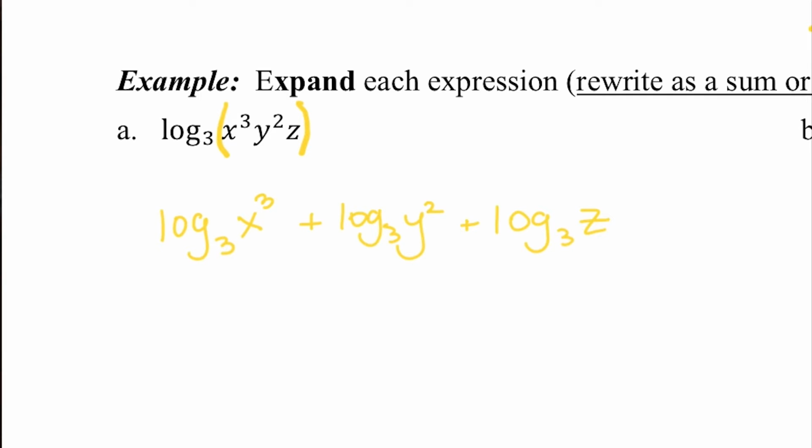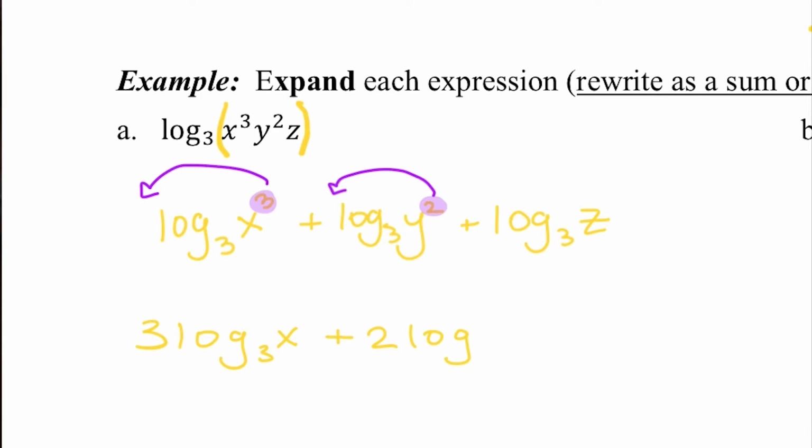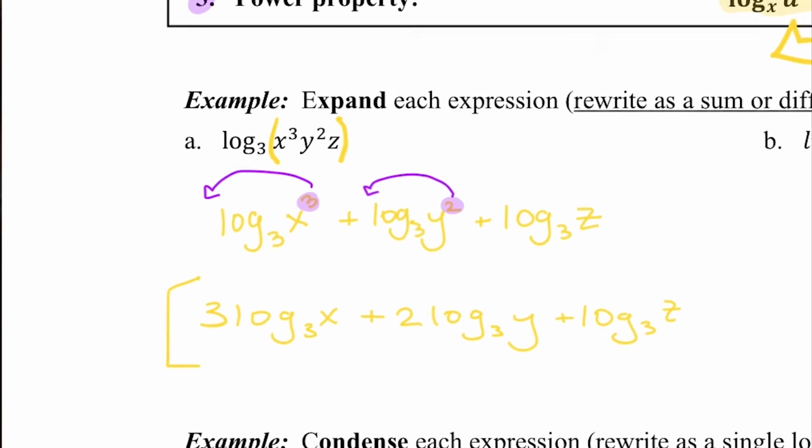The other thing we can use on this one is the power property. We can take our exponents and move them in front of the logs. So the answer would really be 3 log base 3 of x plus 2 log base 3 of y plus log base 3 of z. Now let's look at another example of that.